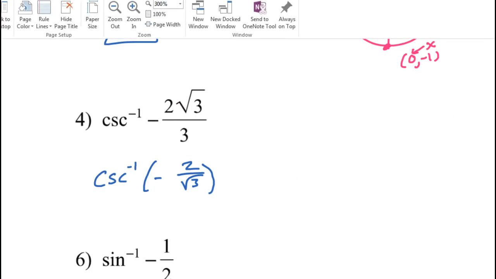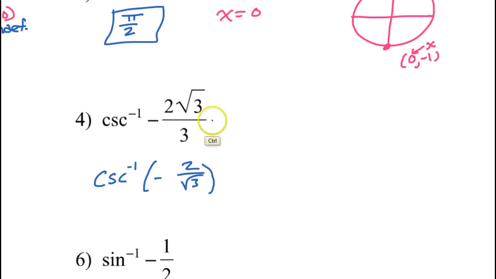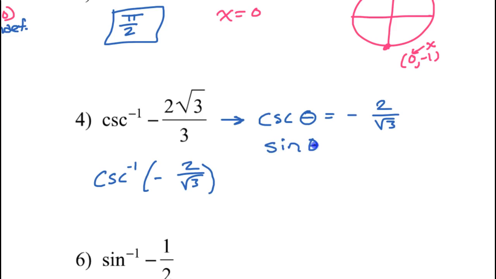Okay, so you should be asking yourself the following question when you look at this. This should make you think, all right, the cosecant of what angle is equal to negative 2 over radical 3? Well, cosecant is the reciprocal of the sine function. So this would be the same as asking yourself the sine of what angle is equal to negative radical 3 over 2.